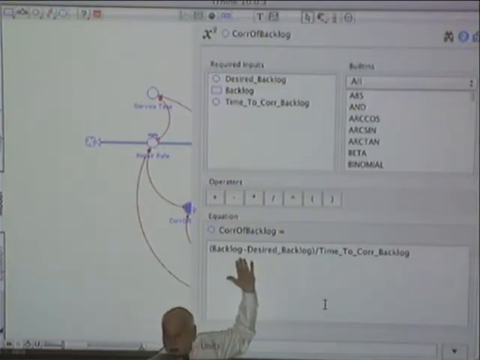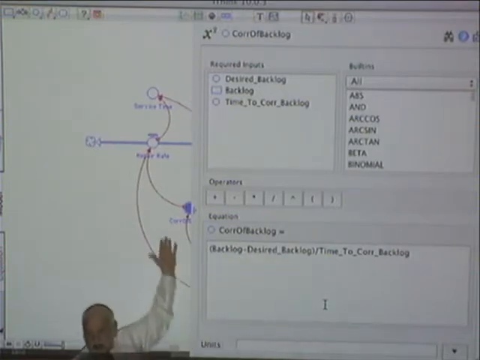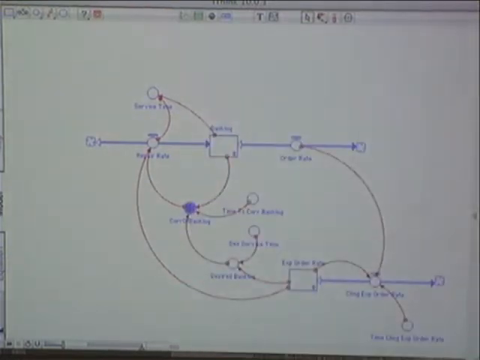If I have more in my backlog than I want, that positive number translates into more production than I normally would have, which drains my backlog. Okay? So far, I have introduced a feedback that works wonderfully. It stabilizes the system where it should be. It gives me full control on the backlog, so everything is nice.